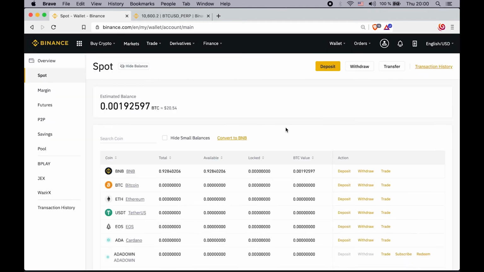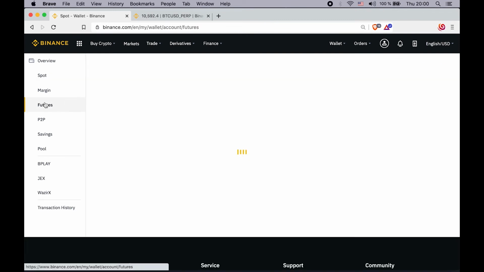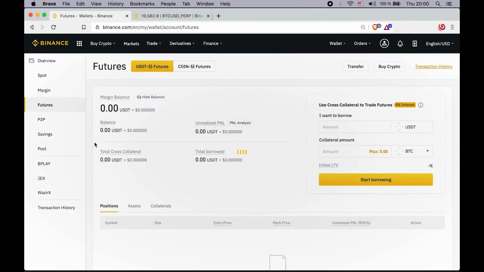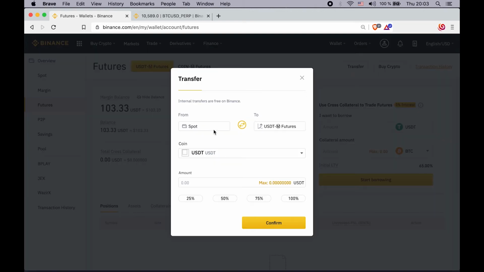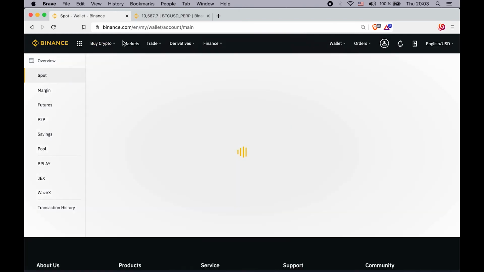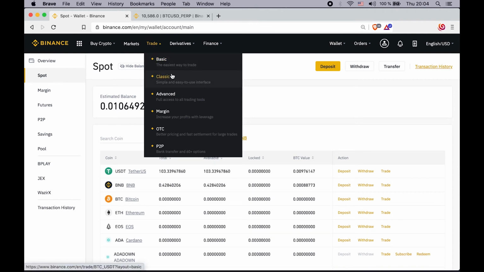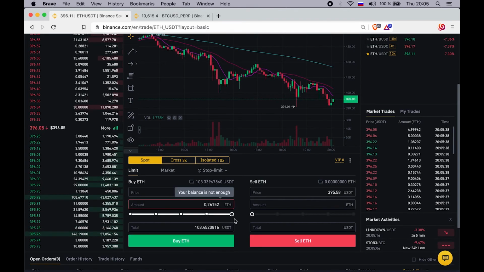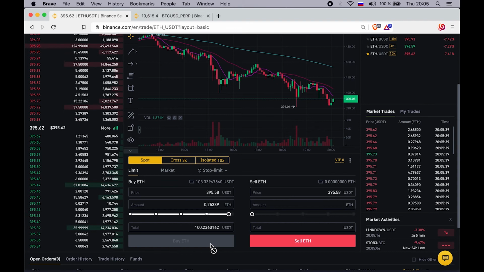Now let's return to the futures trading, coin margin futures trading, and I will show you how to trade different contracts with multi-coin collateral. So we will take our 103 bucks from the USDT futures wallet and transfer it back to the spot wallet to change it to Ethereum. Here we have our 103 bucks on the spot wallet, and we're going to change it to Ethereum now.